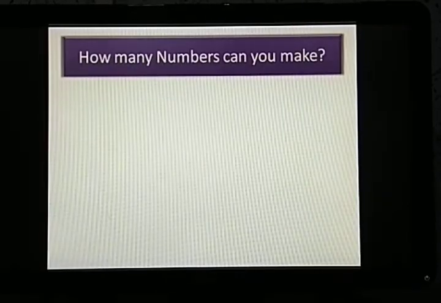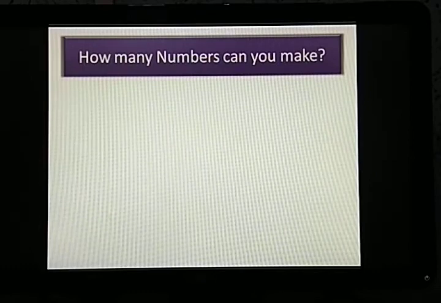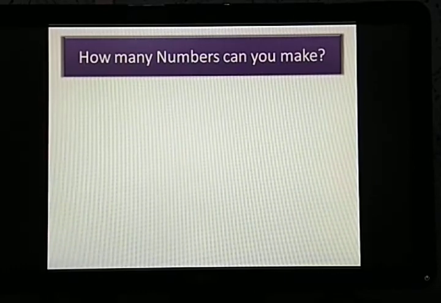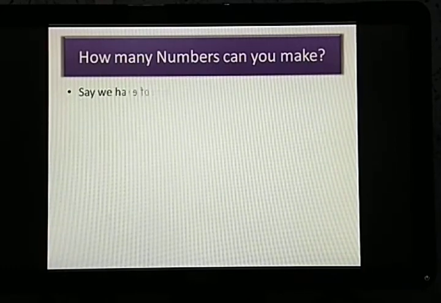Now moving on, how many numbers can we make? Yes, that's a very good question. How many numbers can we make? If we are given some digits and you're told to make some numbers out of those, how can we make them? Let us see. Say we are given 4 digits, 2, 6, 8 and 4, and I tell you to make 4-digit numbers out of this. So how can we make them? Let us see.